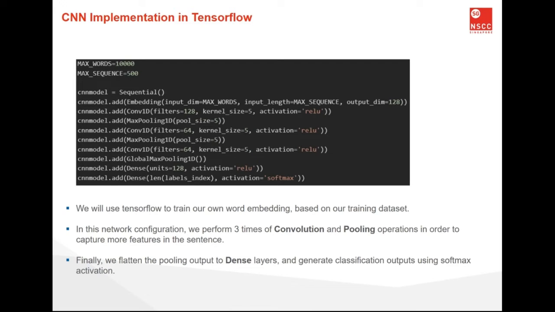In this slide, we will show some code snippets of how to implement a convolutional neural network for NLP tasks in TensorFlow. We will use a sequential neural network model where we stack the network layers linearly. The word embedding will be done in TensorFlow based on our training datasets. In this simple network configuration, we perform 3 rounds of convolution and pooling operations in order to capture more features in the sentence. Finally, we flatten the pooling output to a fully connected dense layer and generate the classification output using the softmax activation function.